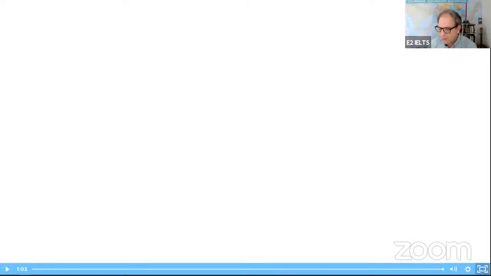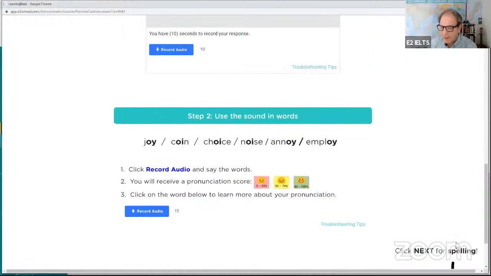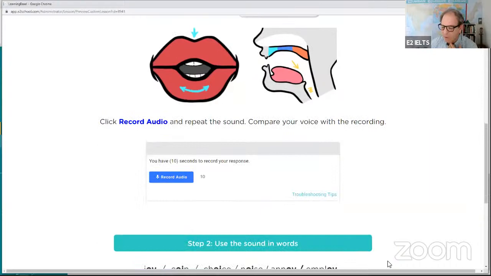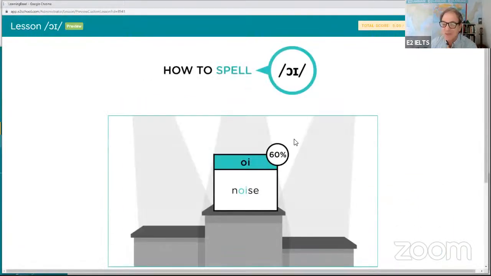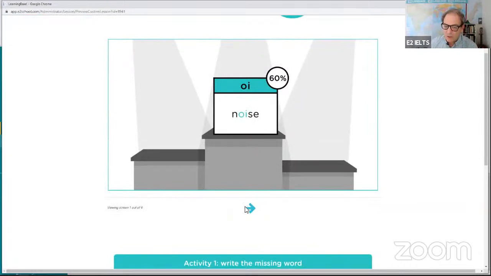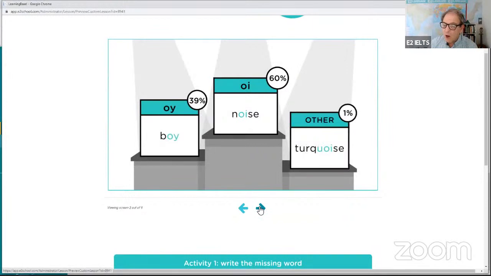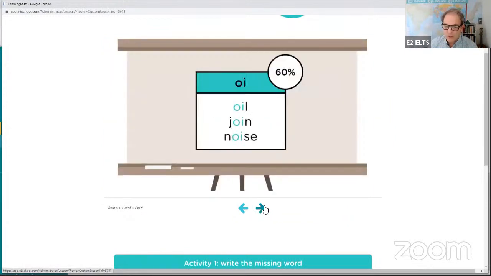Keep up the good work and continue practicing the oi sound by completing the listening and speaking activities. Brilliant. Okay, so we're going to get into our fourth sound, which is oi, and we're going to recognize how do we do it? Oi, oi. Round our lip, keep our tongue flat, and make a vocal sound. So hear the sound, but see what it is that you're trying to do. To spell it, O-I, noise, or O-Y as in boy, or U-O-I as in turquoise.